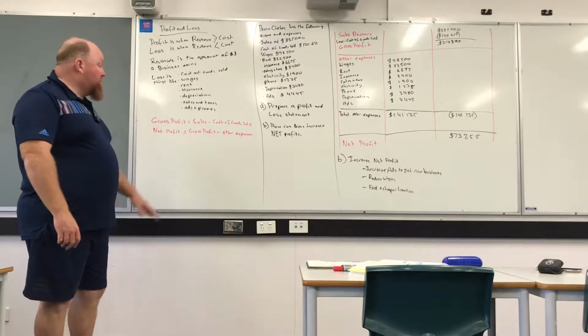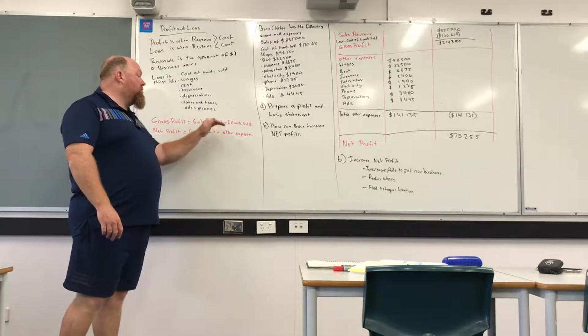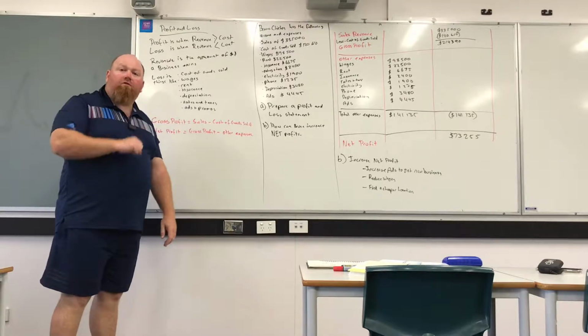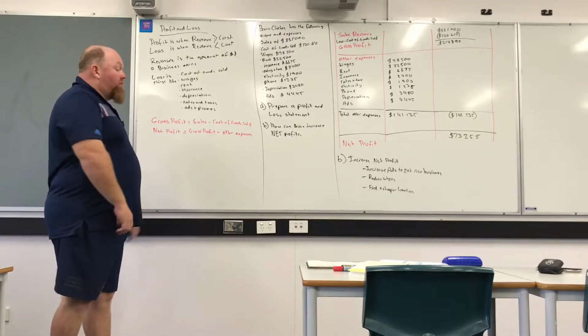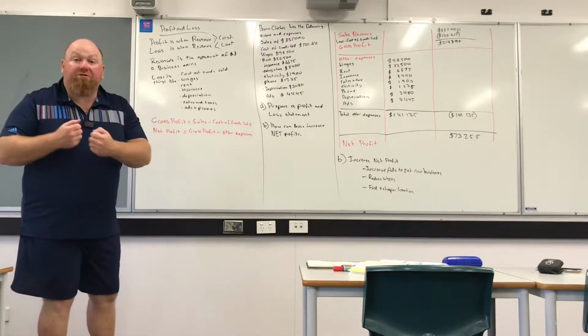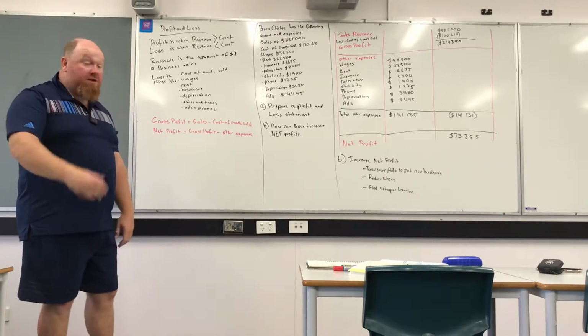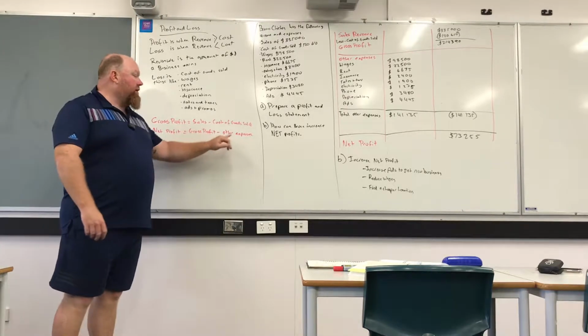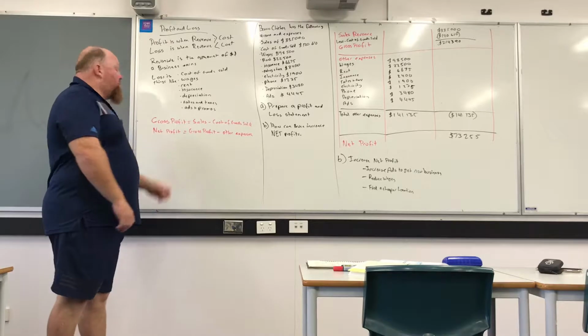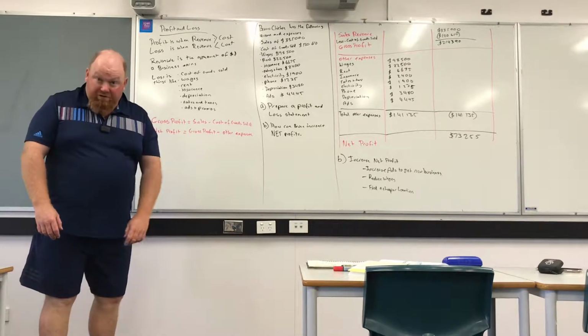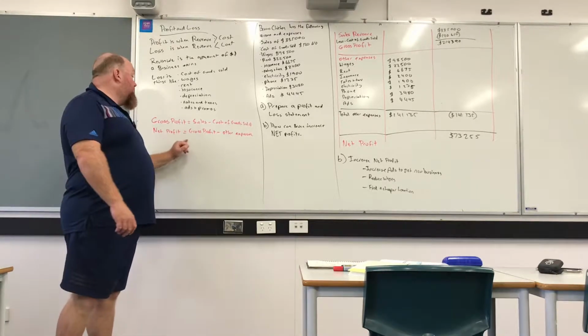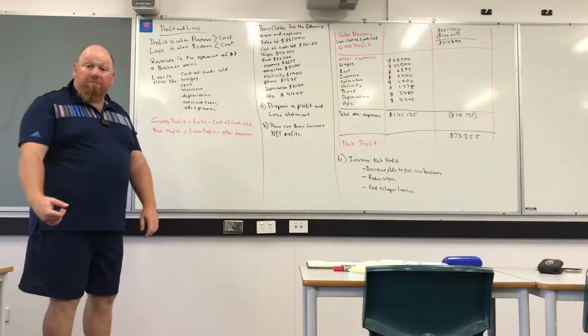Your gross profit is equal to the sales take away the cost of the goods sold. So that's your gross profit. Your net profit, which is how much you're actually making, is gross profit take away other expenses. If your net profit is a negative, it means that you've lost money. If your net profit is a positive, it means you made money.